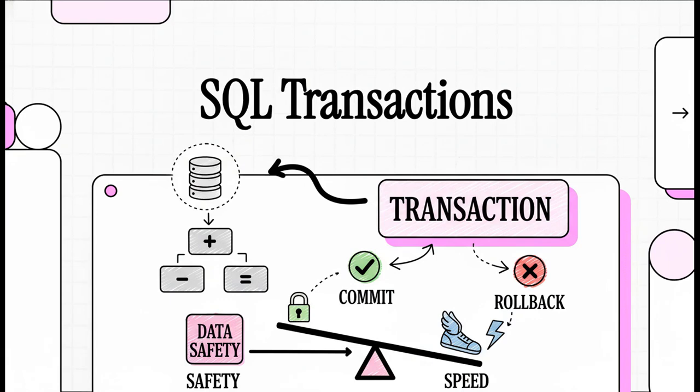Every single time you buy a coffee, book a flight, or move money around, there's this invisible bodyguard for your data working behind the scenes. Its job is to make sure our digital world doesn't just completely fall apart. That bodyguard is the SQL transaction, and today we're going to pull back the curtain and see exactly how it works. So let's get right into it.